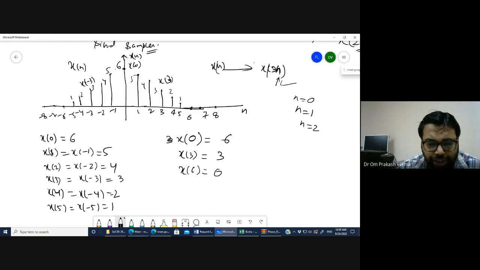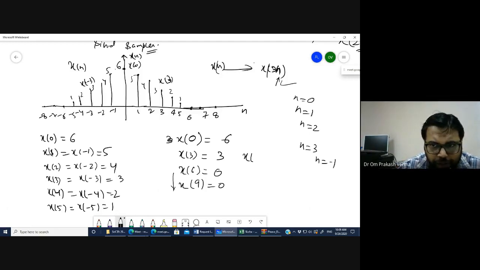In a similar way, go to the negative side. When you take n equal to 3, it becomes 9, and that is 0. All the values greater than this are again 0. Now, let's say n equal to minus 1. When you multiply by 3, it gives the minus 3 value.